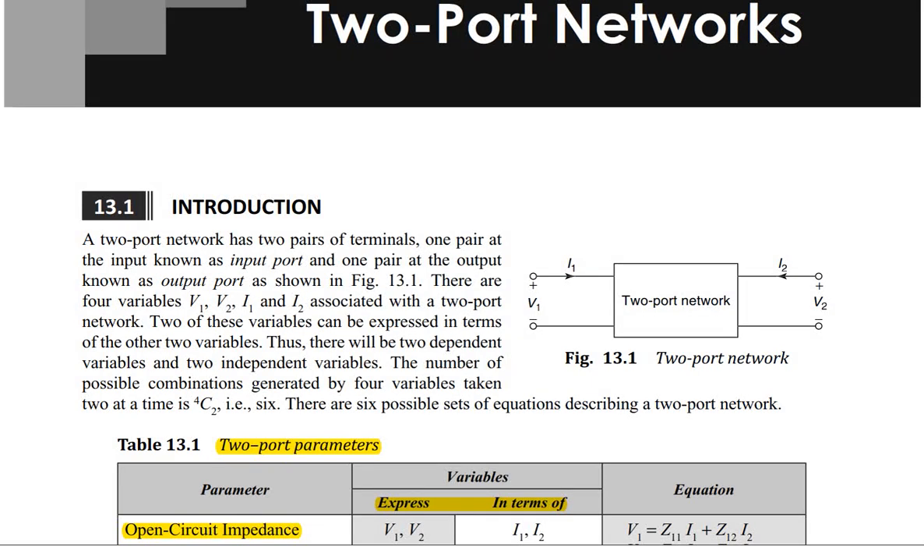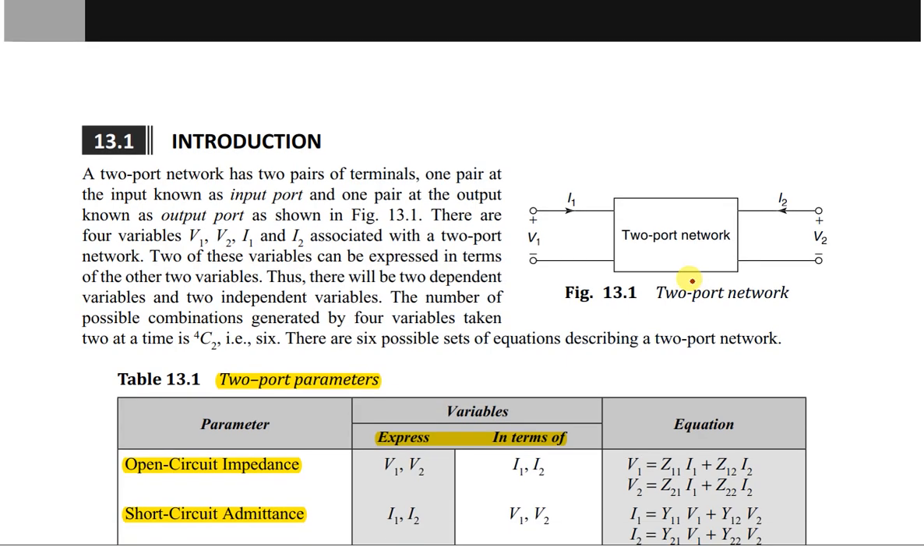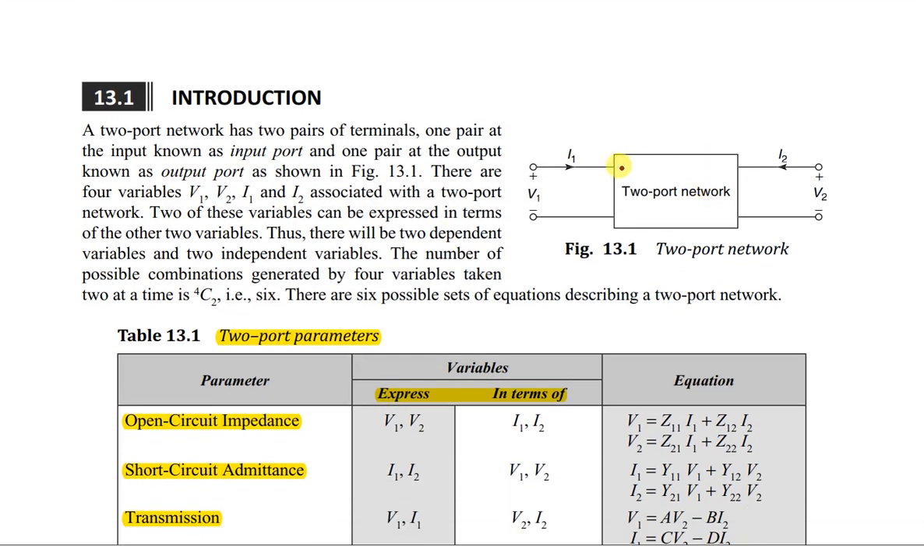Hello. In this video, I'm going to explain about two-port networks. Two-port network means you can see the diagram here. So this is a two-port network where we have input port on the left side and output port on the right side. So there are four terminals. Two terminals are input, and on the output side these two terminals are output. So we call this one port here. This is another port. So this is a two-port network.